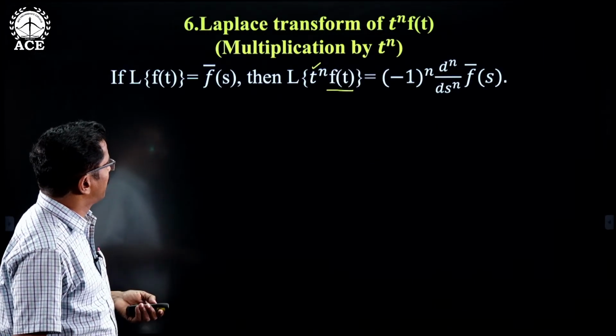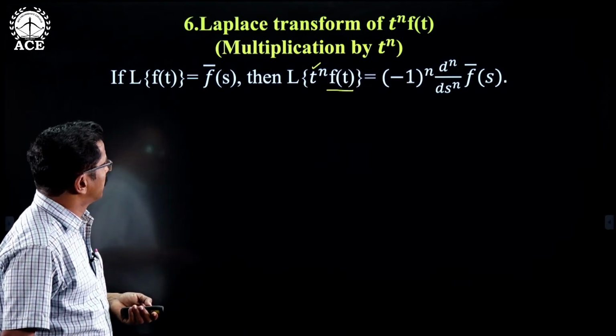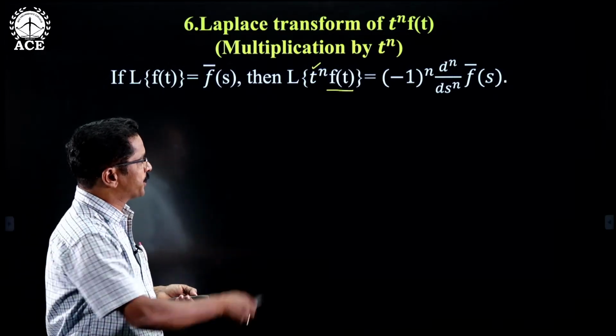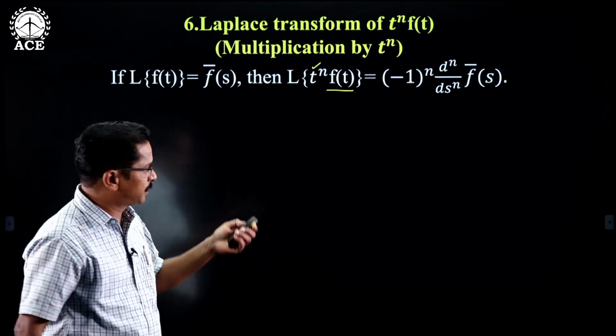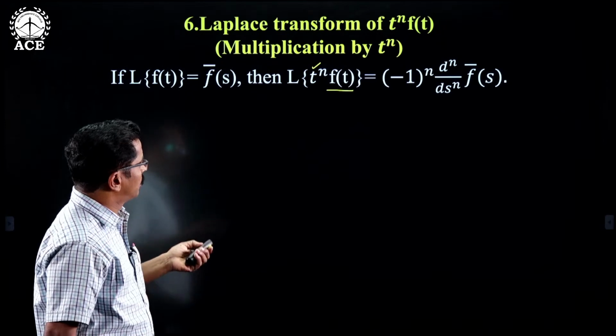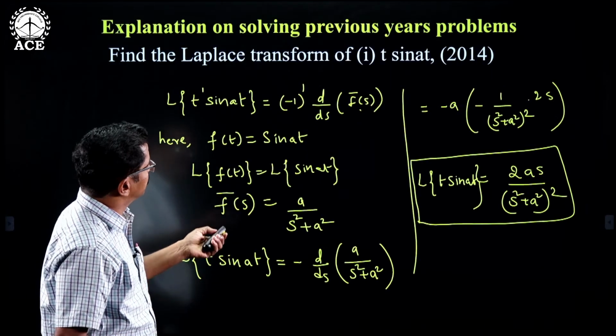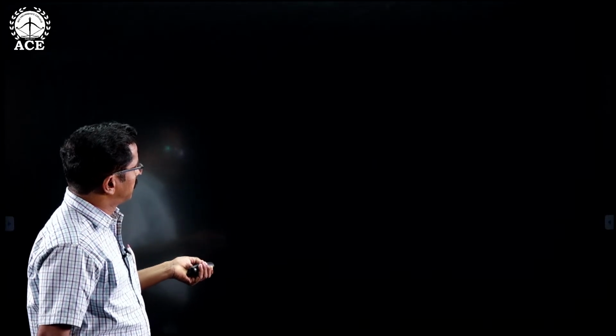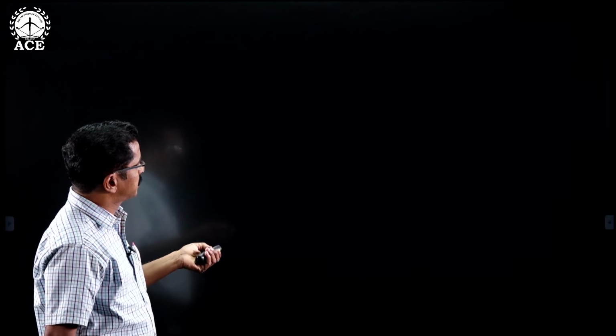Right, this is the multiplication by t rule: L of t power n f of t equals minus 1 whole power n into the nth derivative of f bar of s. On this we are working problems. One problem I discussed yesterday, and this one also I discussed.